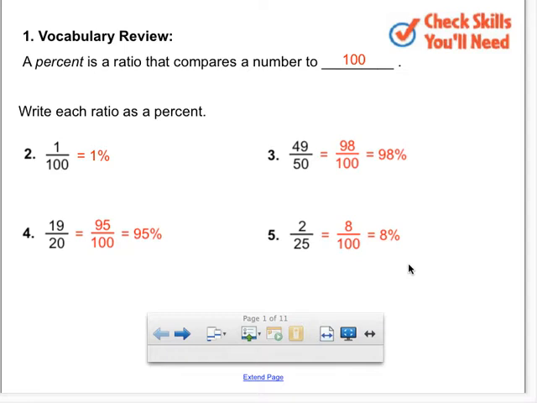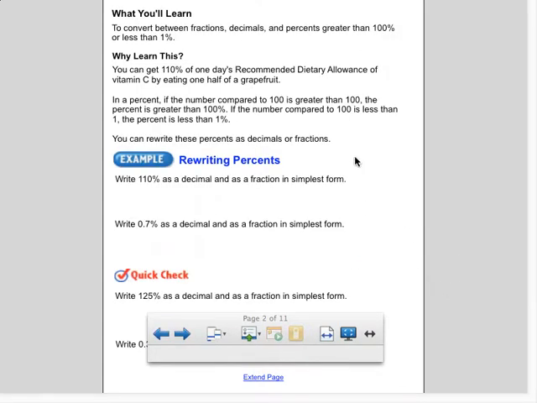Can we always use that method to rewrite a fraction or a ratio as a percent? No, you can't. In this case, you will if you have a denominator that's a factor of 100. That means, can you multiply this by something, a whole number, to give you 100? Okay? Now, let's move on to the lesson for the day.